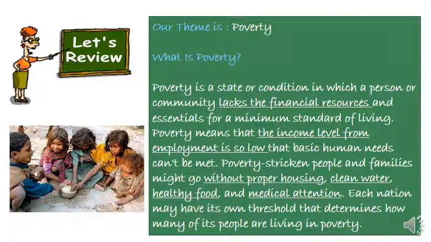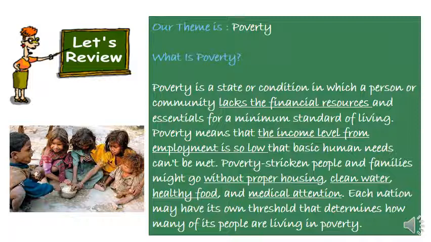As we said before, our theme poverty talks about different subjects such as homelessness, jobless people, child labor, and so on. So you know that poverty is a state or condition in which a person or community, it means a group of people, lacks the financial resources and essentials for a minimum standard of living. It means they do not have enough money to have the minimum standard of living. Okay, it means having enough food, enough water, something to wear, and so on.